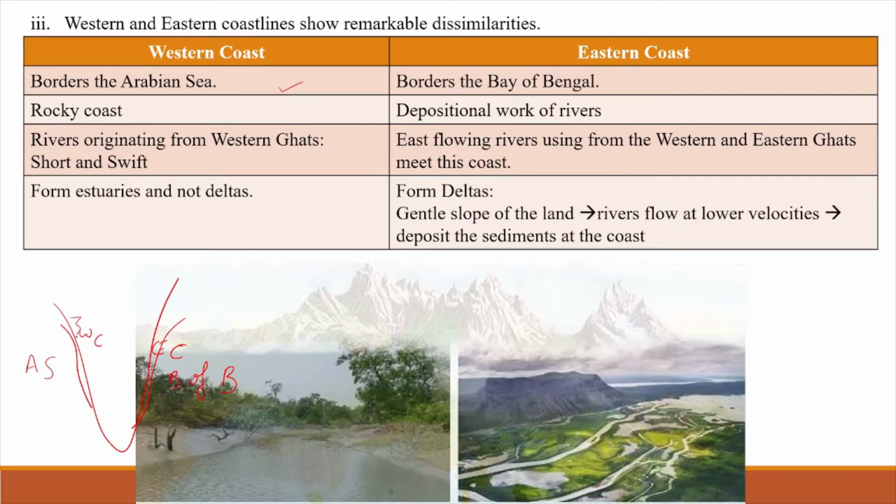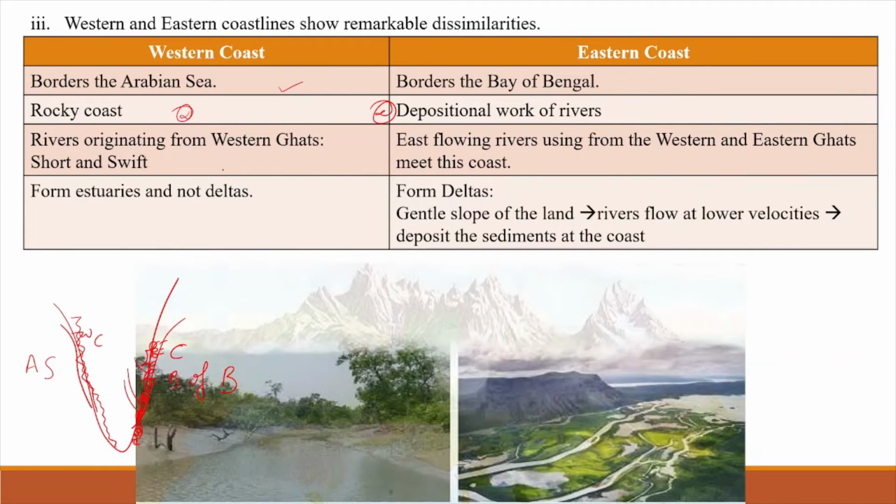Now on this coast mostly there are rocky regions. But here, since there are a lot of rivers flowing eastward, you have a lot of deposition that takes place. So here you have depositional work of rivers. So you can expect this to be mostly plain, whereas the western coast is rocky. This is the second point.